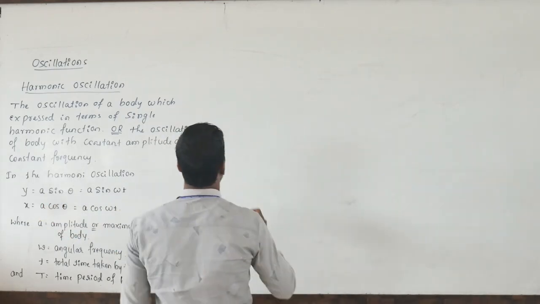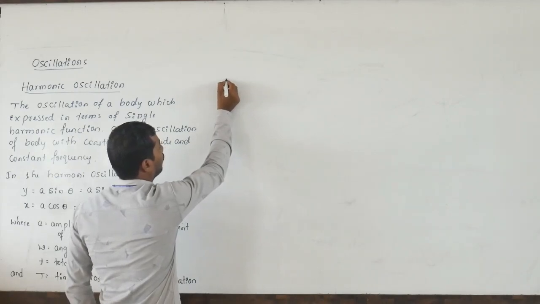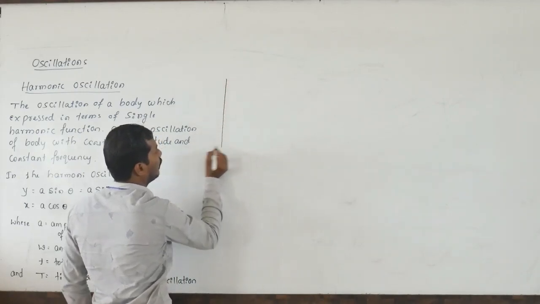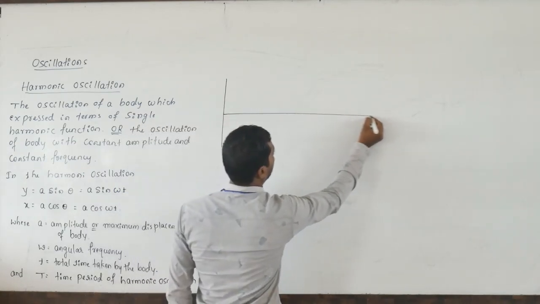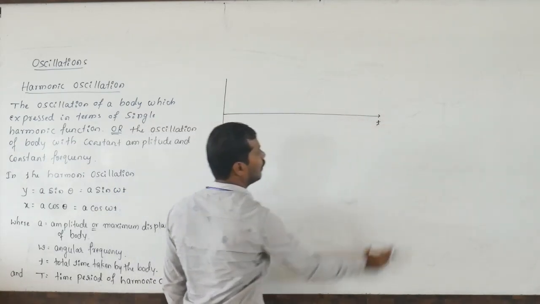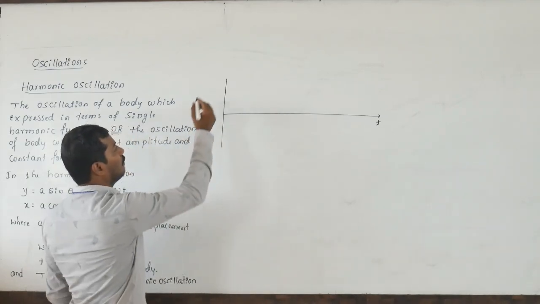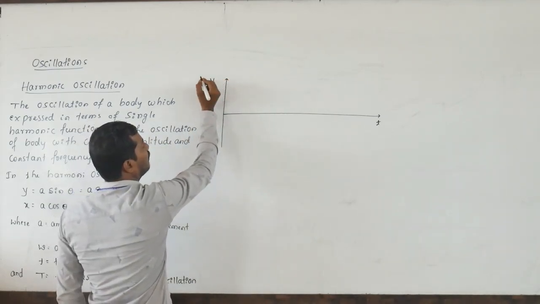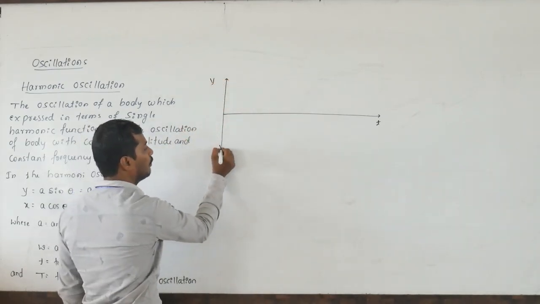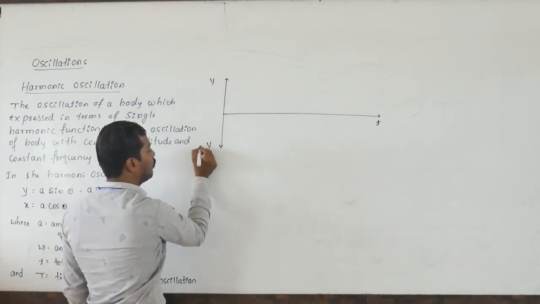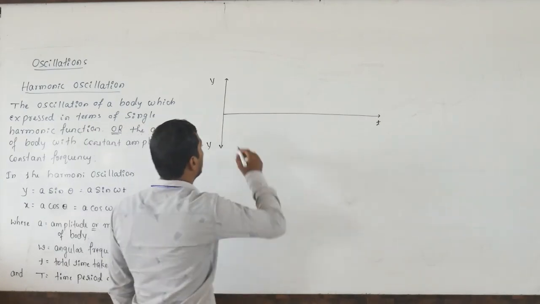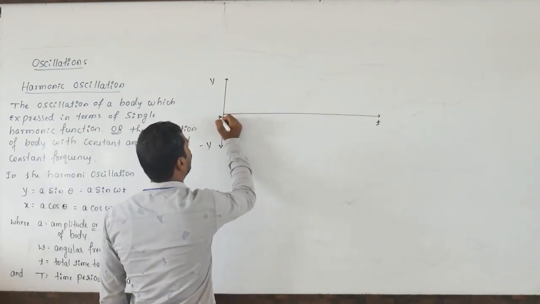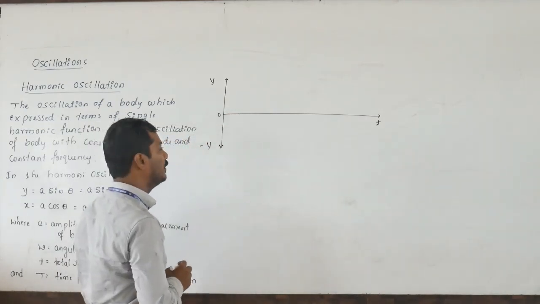Yesterday I drew one diagram also. If this is the y-axis and this is the x-axis, along the x-axis I will take the total time, and along the y-axis the displacement. It means the displacement of the body, where y is positive and this is the negative displacement of the body, when it starts from its mean position. Call this position the mean position, and that is the origin.